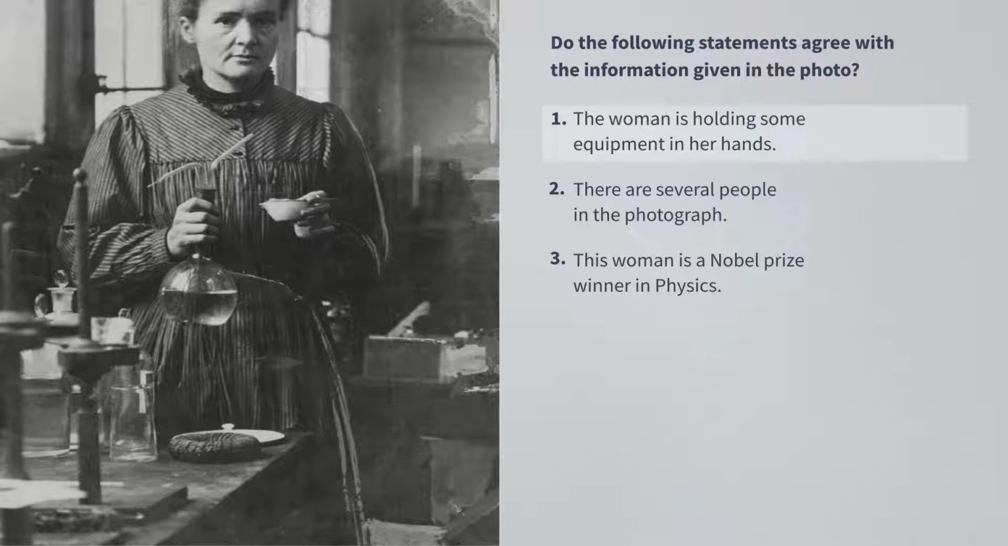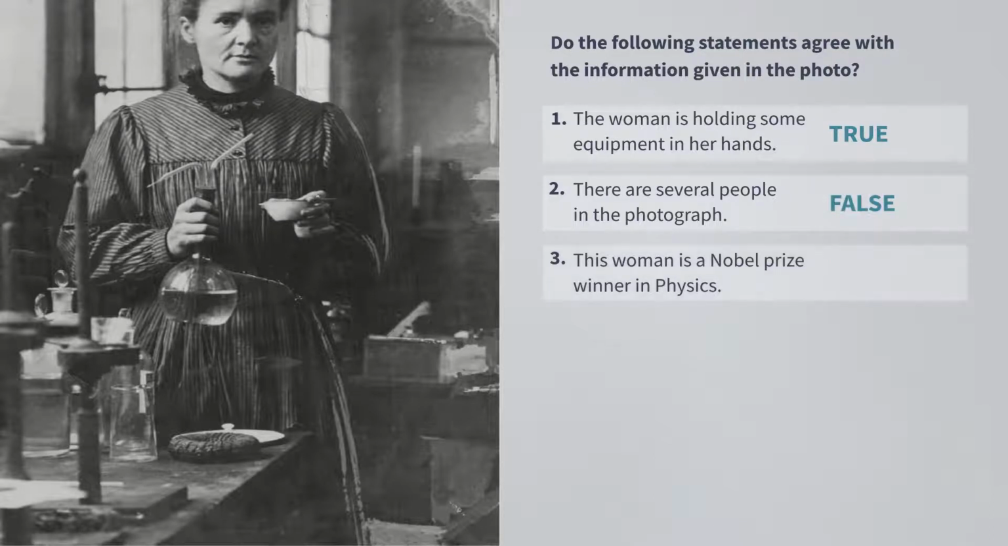Well, as you can see, the woman is really holding some laboratory equipment in both hands. So, it's true. Statement number 2. There are several people in the photograph. Can you see any other people apart from this lady in the photo? No, there is only one person. So this statement contradicts the photograph. It disagrees with it. So it's false.